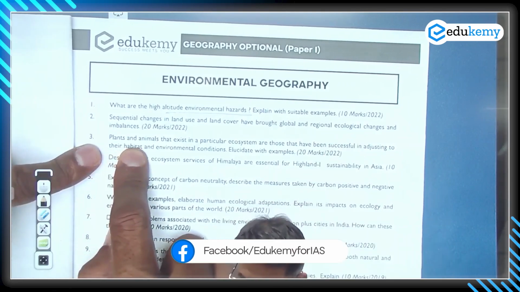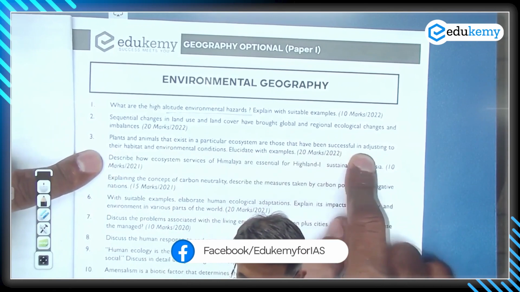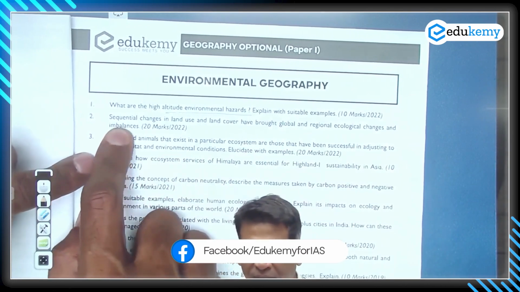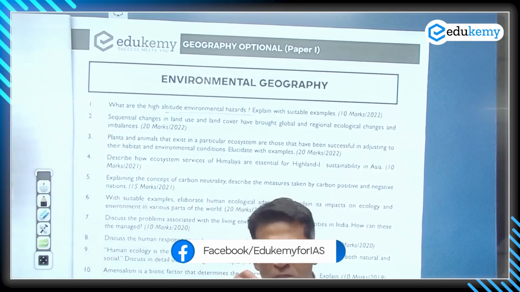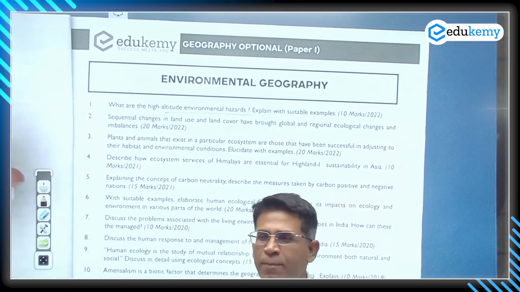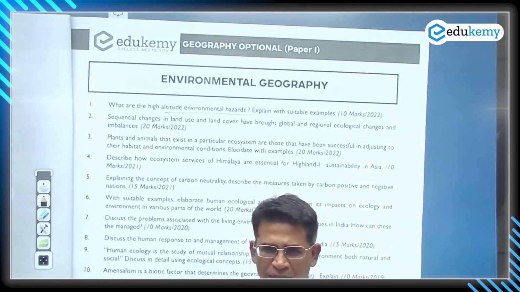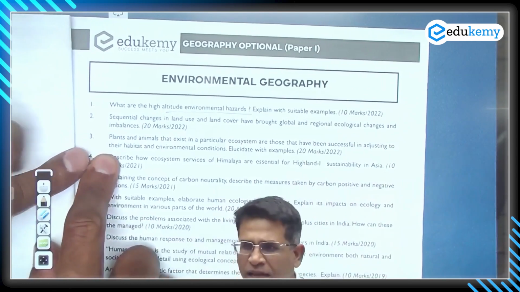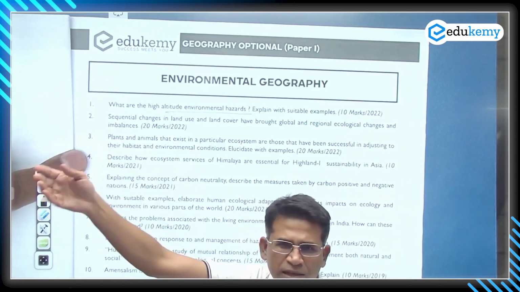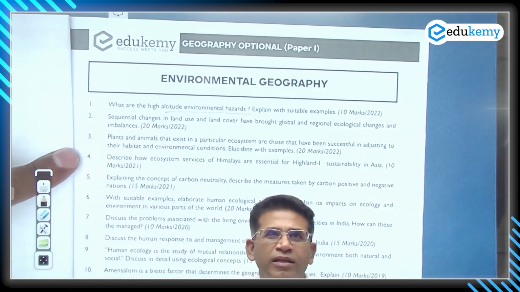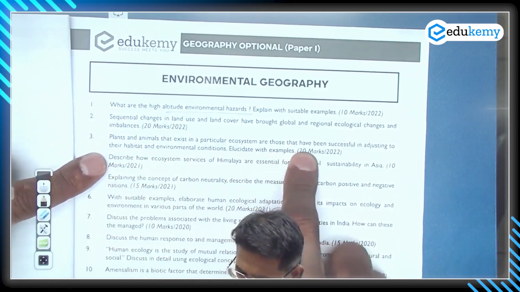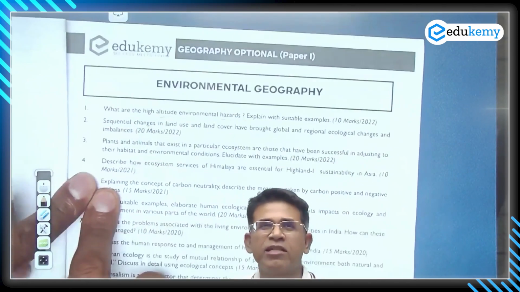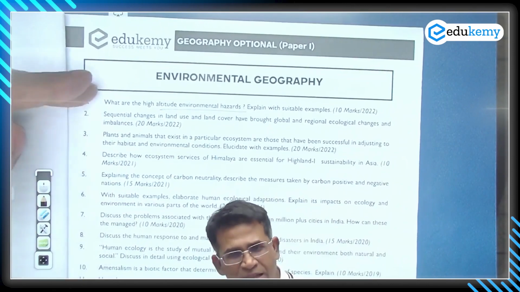Plants and animals that exist in an ecosystem are those that are successfully adjusting to habitat and environmental conditions. You can add an example on speciation: how speciation is an example of plants and animals adjusting to the environment and becoming a new species altogether. The rest is the same, you make the hexagon, plants, winds, temperature, and so on, with examples. I'm just seeing how much of this I can answer from what I have taught you.